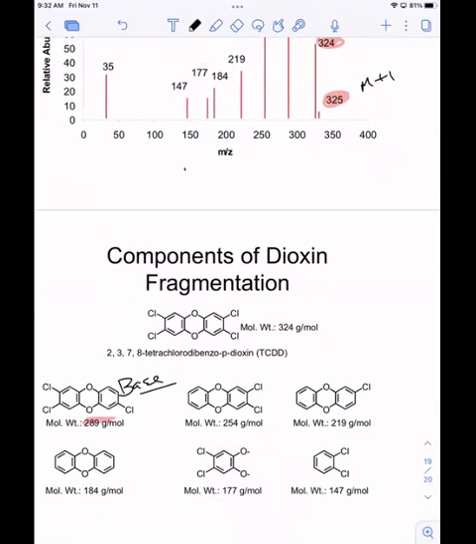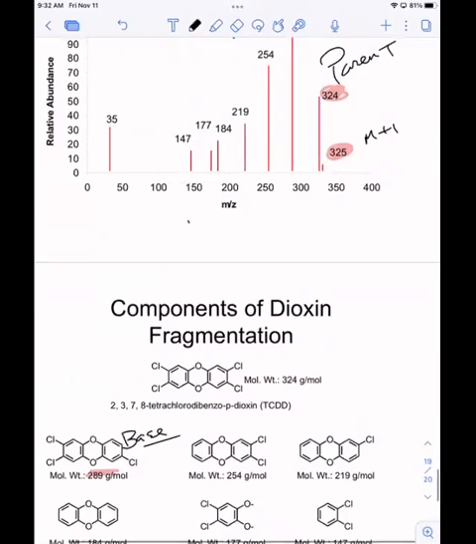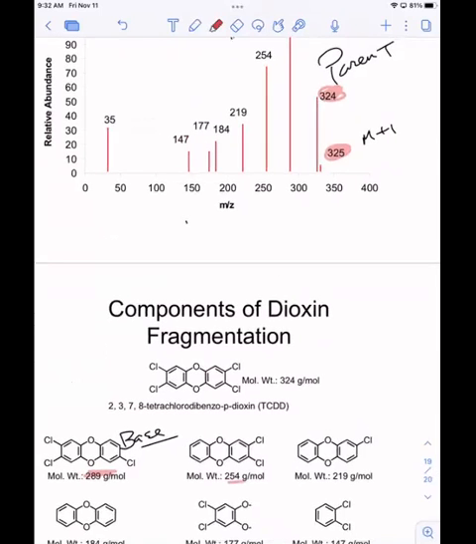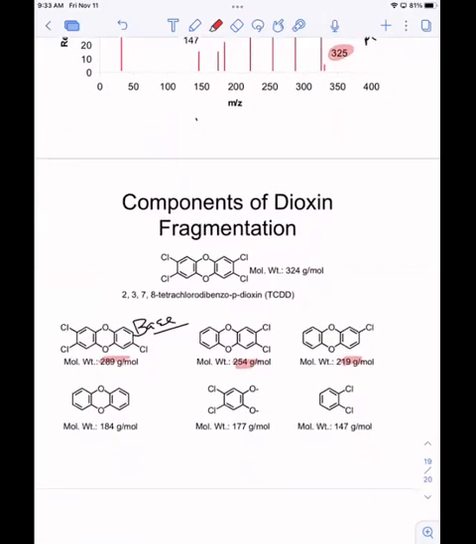Right, and then 254, which you can't see, but it's right there. 219 is a fragment. And if you look at the fragments, what you're doing in this case is losing chlorine, right? So you're losing chlorines off that aromatic backbone first before you actually fragment the ring, right? The dioxygen ring, which holds those two pieces together.